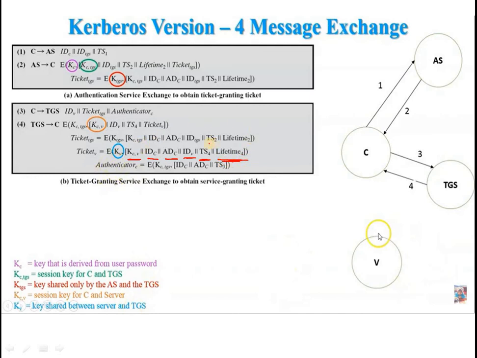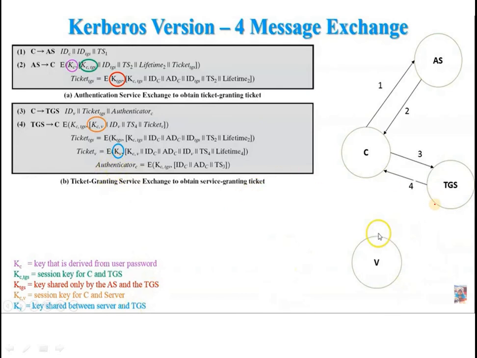What does authenticator C contain? Authenticator C contains IDC, the network address of C, and timestamp 3. The IDC, ADC and timestamp are encrypted by KC,TGS, that is the session key of the client and the ticket granting server.